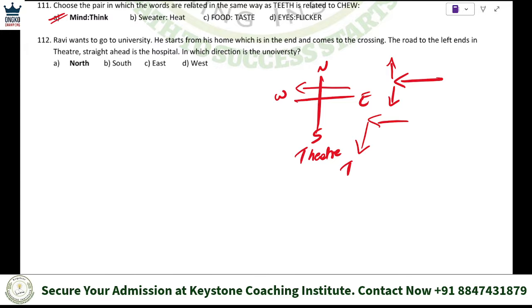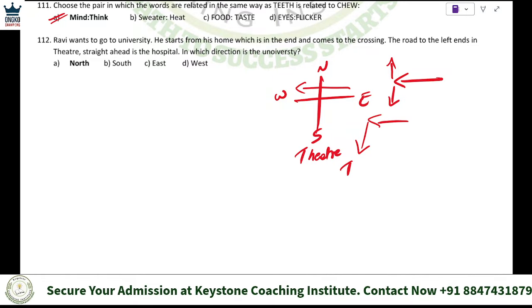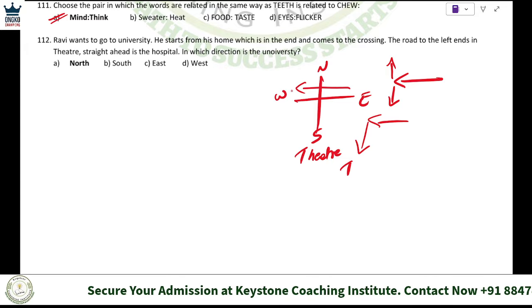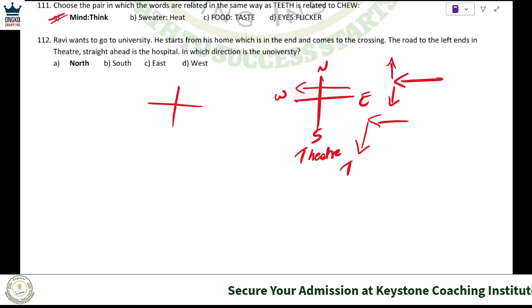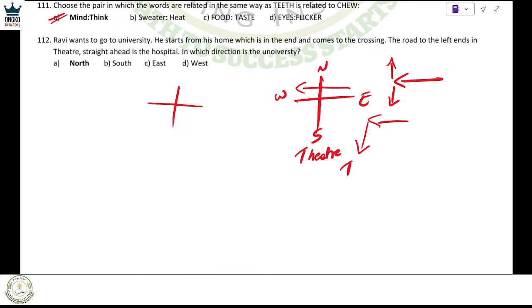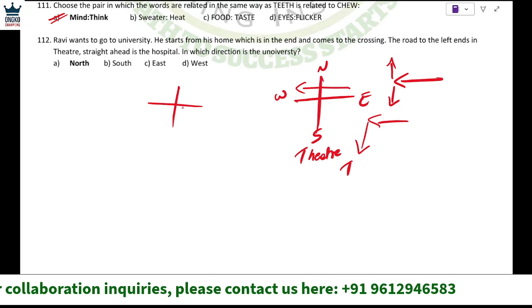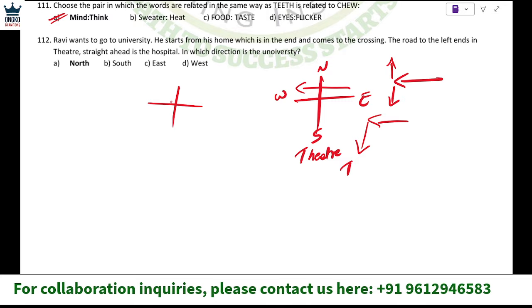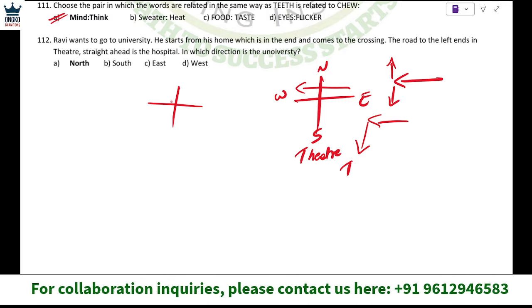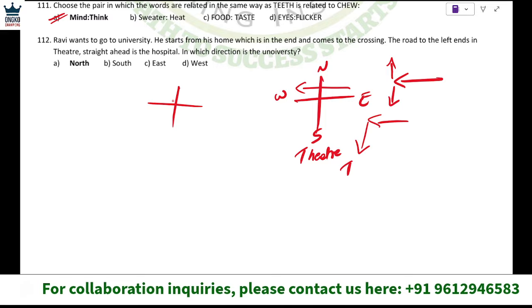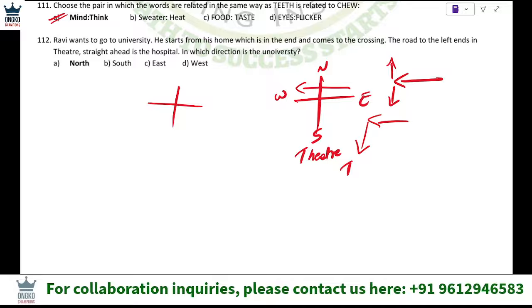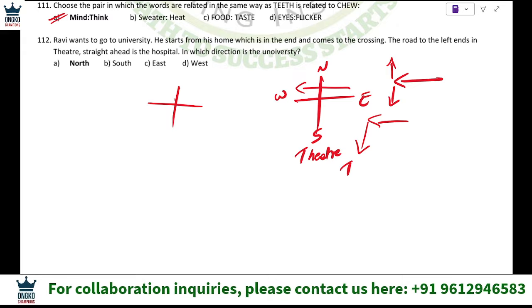So let's determine the university now. Let's give it a try. So the crossing means the roads cross, yes. So there are four roads: one to the north, one to the south, one to the east, one to the west. So let's try to identify the direction of the theater and the hospital. So the theater is south, the hospital is west.